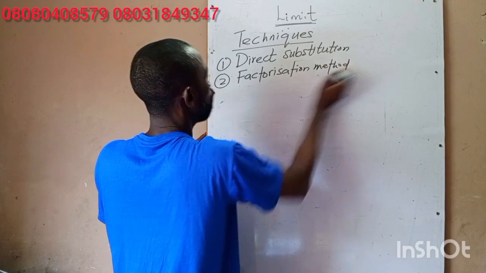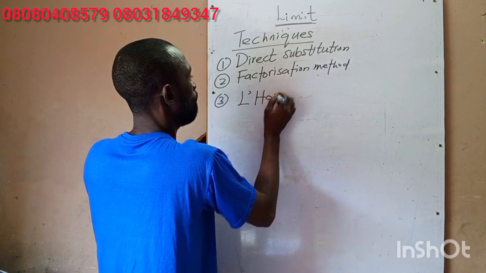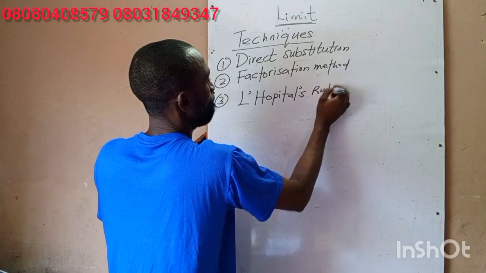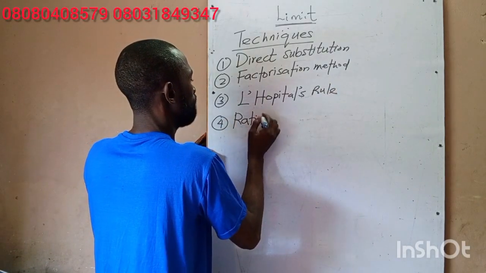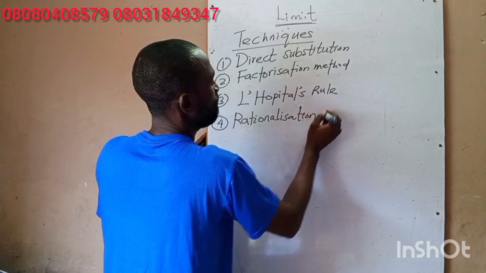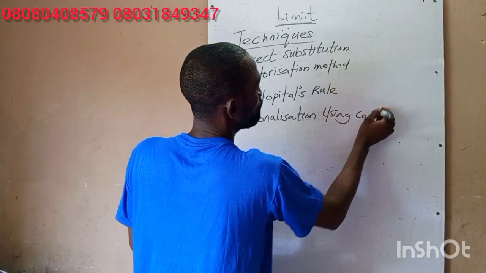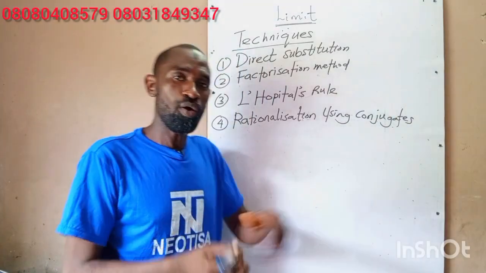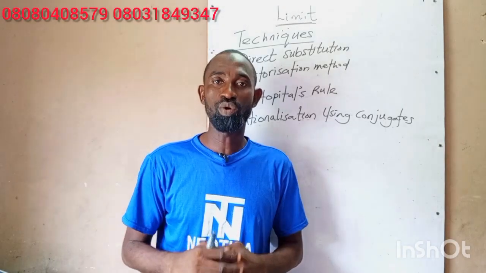We have the third one that we call L'Hopital's rule. Then we have the fourth one that we call rationalization by using conjugates. So these are all the techniques we're going to be using to evaluate questions under limits.